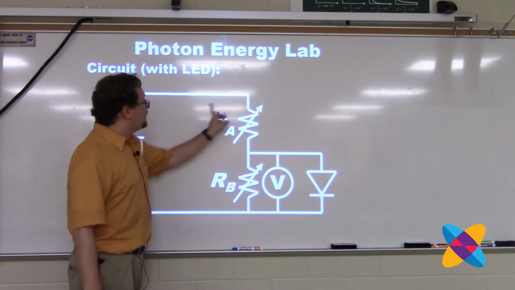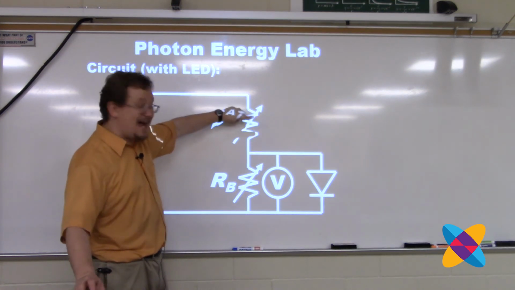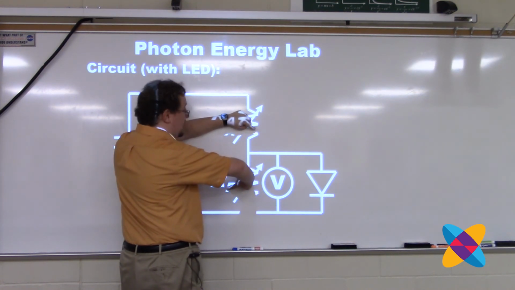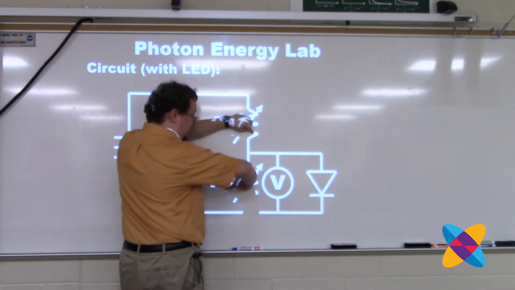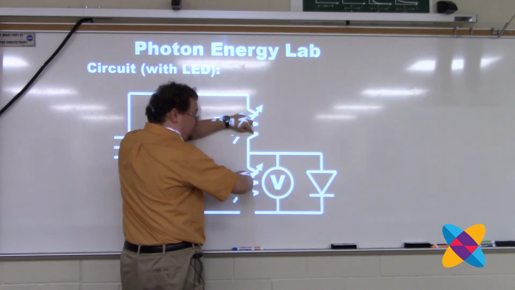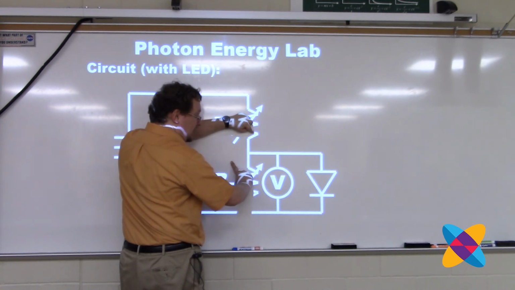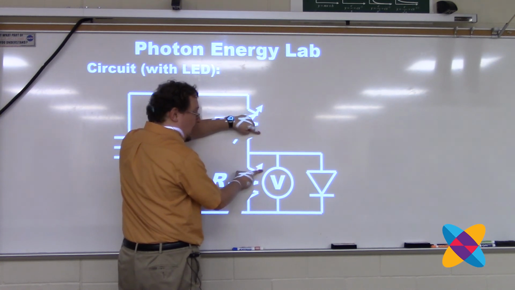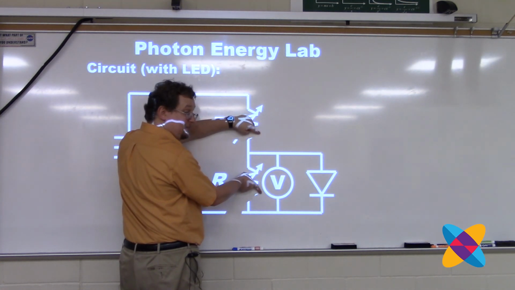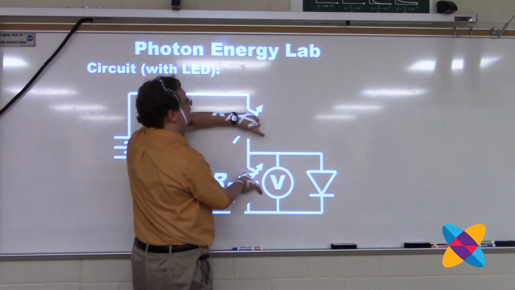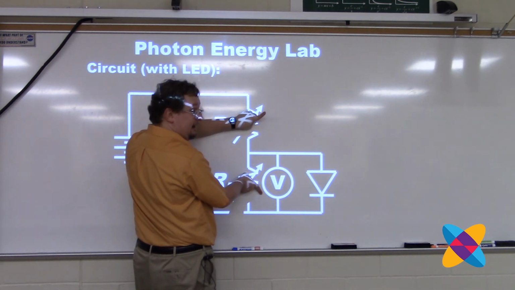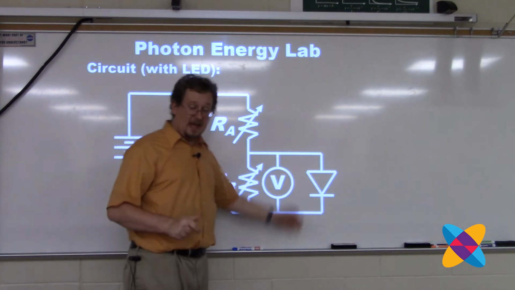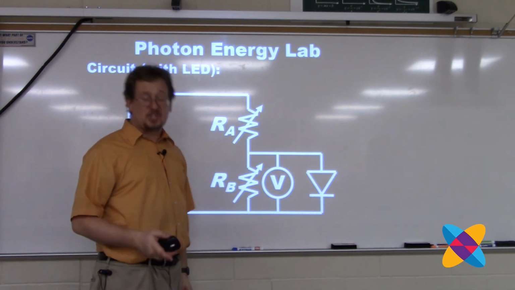You start with RA turned all the way up to its maximum resistance, and RB turned all the way down to 0. In that case, the voltmeter should read 0. Gradually increase RB until you see the LED light up. If you increase RB all the way to the point where the LED doesn't light up yet and RB is already maxed, then decrease RA, and that'll make the voltmeter go up even more until you see the LED light. Okay, so I'm going to show this to you.